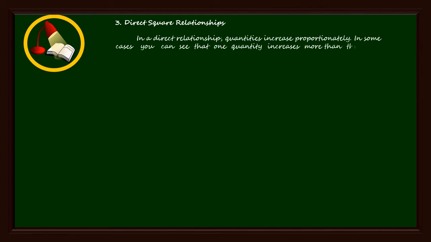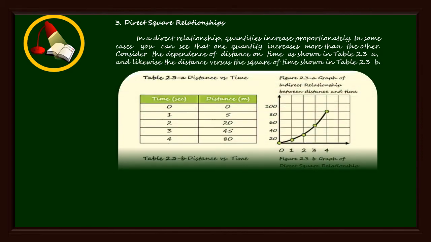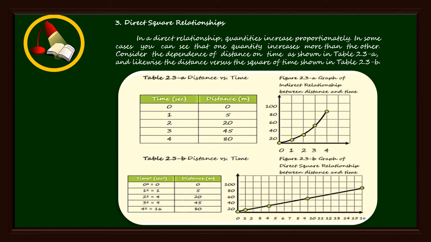Direct square relationships. In a direct relationship, quantities increase proportionately. In some cases, you can see that one quantity increases more than the other. Consider the dependence of distance on time, as shown in table 2.3a, and likewise, the distance versus the square of time, shown in table 2.3b.